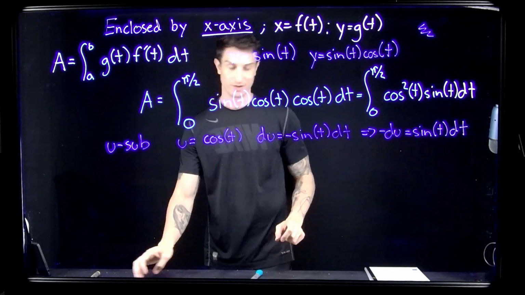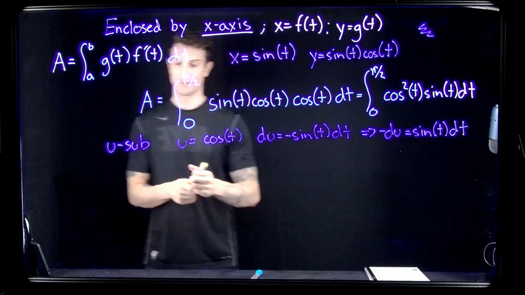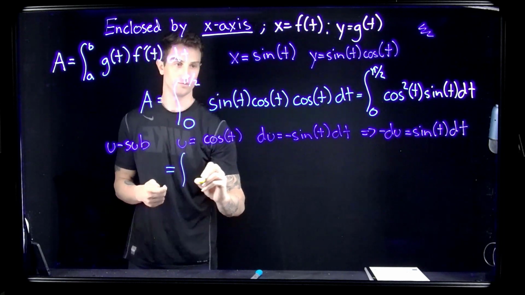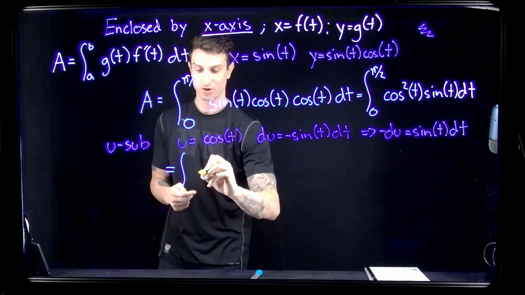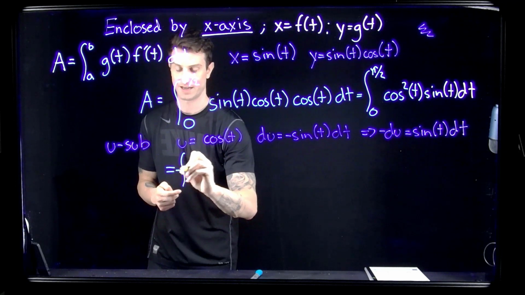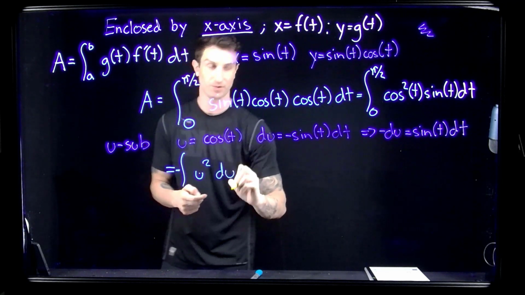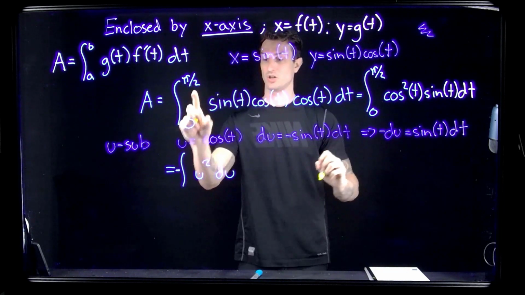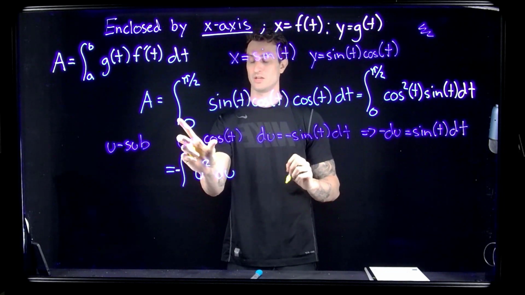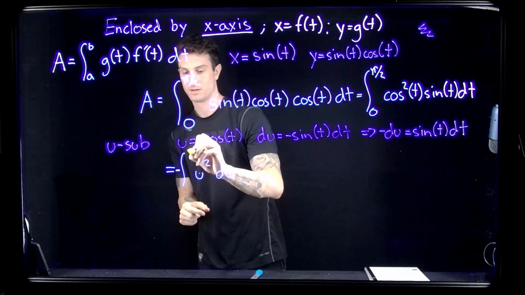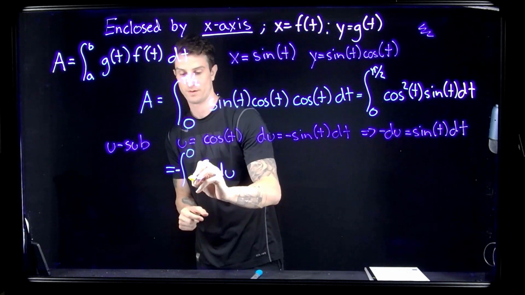And now we're just going to interchange everything. We'll get to the bounds in a second. So we have the integral. This now becomes a u squared. We'll put the negative sign on the outside. U squared du. That's an easy integral for us to solve. And we also need to make sure if we're setting u to be cosine of t, let's switch out the bounds. So cosine of pi over 2 is 0, and cosine of 0 is 1.